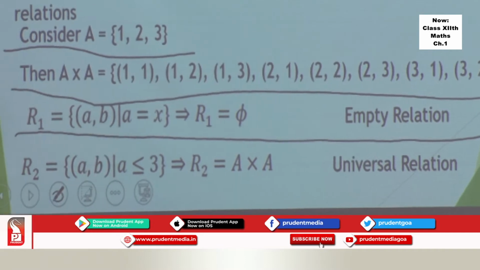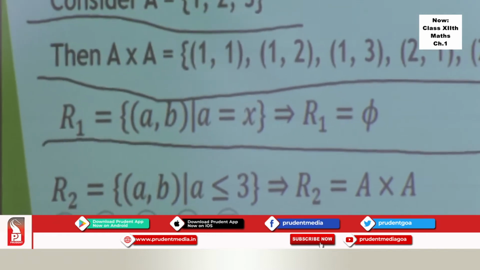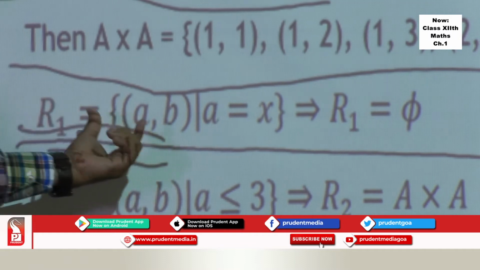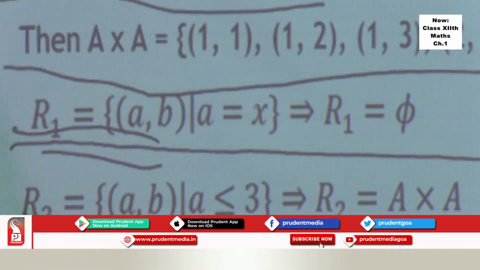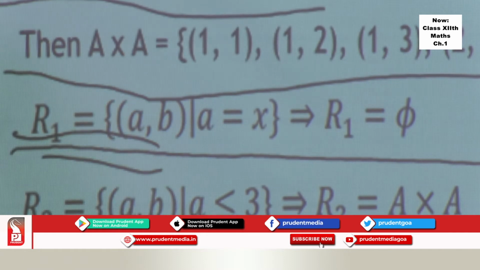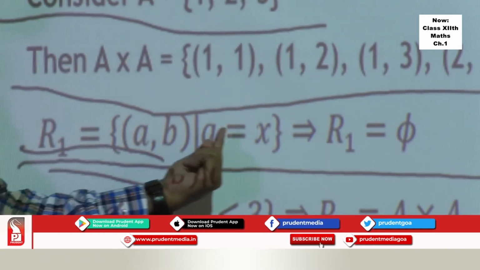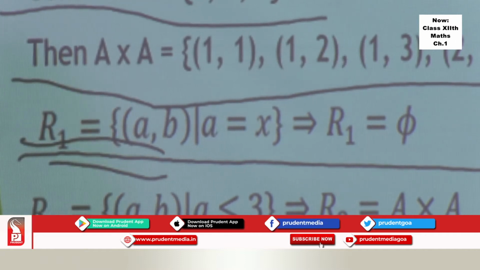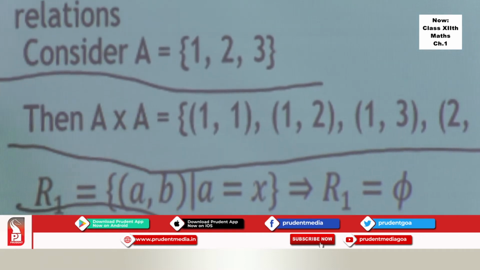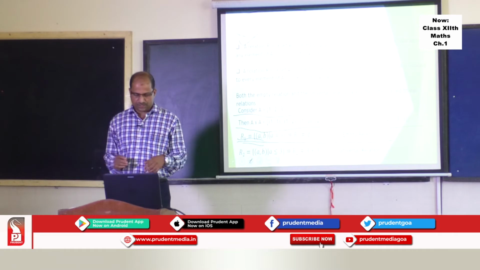So, it's just empty. So, R1 given here in the slide, second last line there, R1 is the set of all ordered pairs (a, b) such that a is equal to x. Now, a equal to x, there is no x here in the set. So, I cannot take any ordered pair, because for this relation to have any ordered pair, a must be equal to x. There is no x in the set 1, 2, 3 which we have taken, and therefore, this is an example of an empty relation.